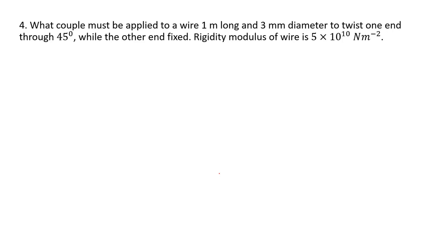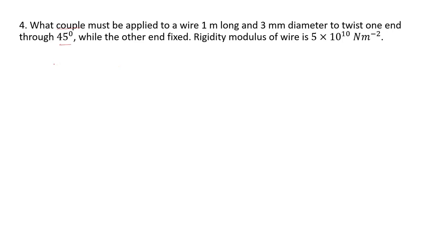Next question: what couple must be applied to a wire of 1 meter long and 3 meter diameter to twist one end through 45 degrees while the other end is fixed? Rigidity modulus of the wire is given as 5 into 10 to the power 10 Newton per meter square. So what is being asked? It is a direct question. What is the couple that must be applied so that I can twist a wire to an angle of 45 degree? Its length, its dimensions are given, and its rigidity modulus is given.